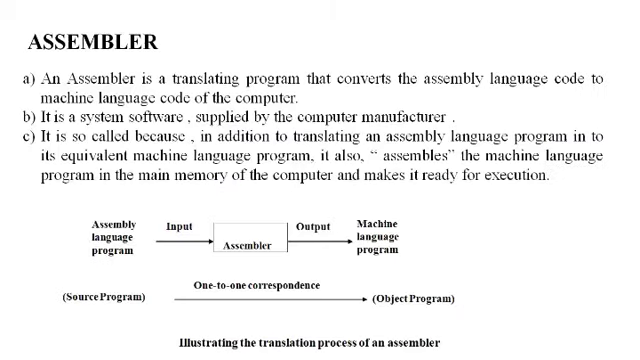So our first language processor is the assembler. It is a translating program. We are calling it a translating program because it is converting the user language, the assembly language, into machine language. So it is a translating program that converts the assembly language code to the machine language code of the computer.